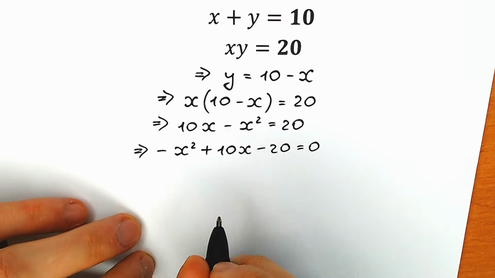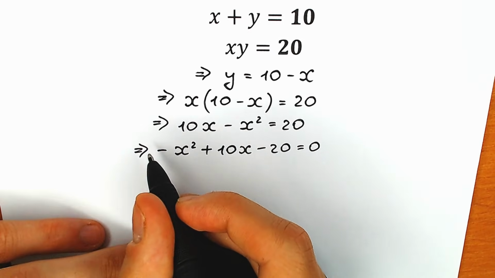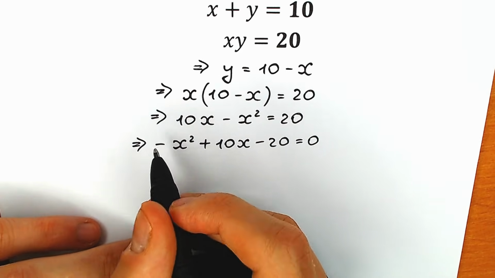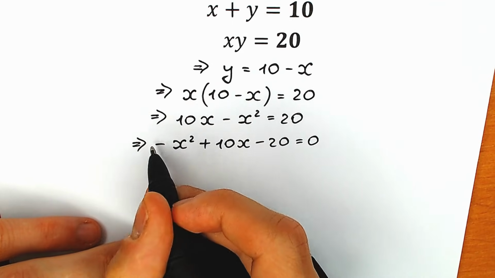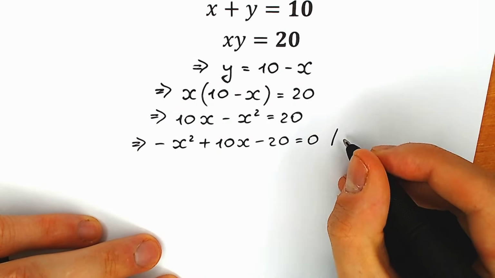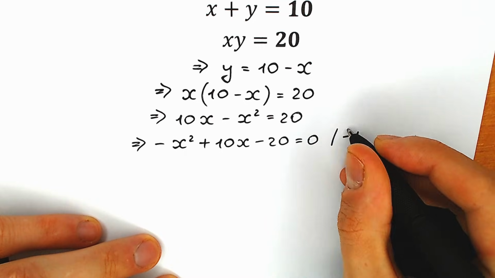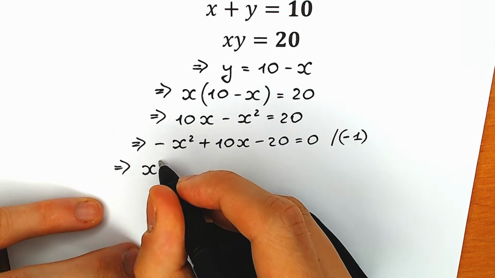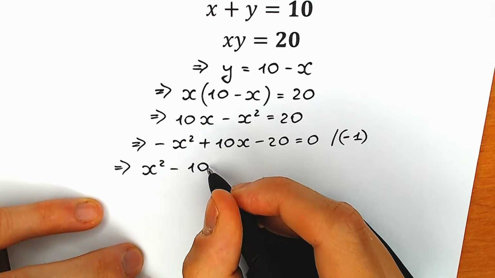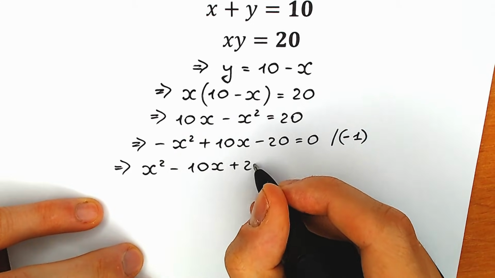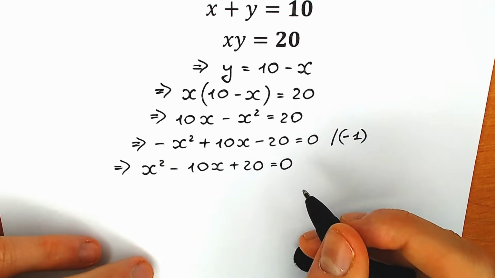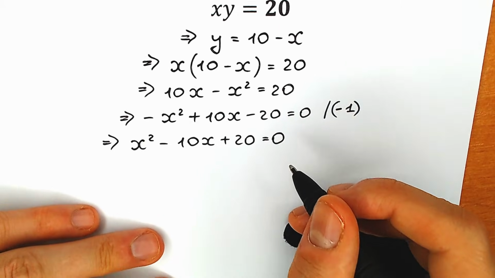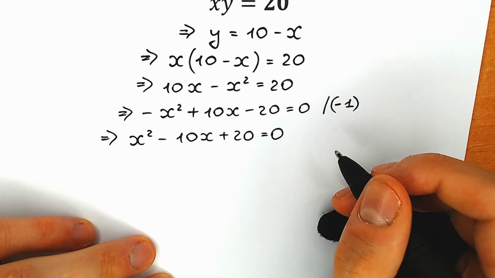And the final tricky move: right here we don't like this negative sign because we prefer a classic order, and according to a classic order right here should be positive. So that's why we multiply both sides by minus 1. What do we have as a result? x squared minus 10x plus 20 equals 0. And right now we have a basic quadratic equation, and let's solve it with the basic method of coefficients.